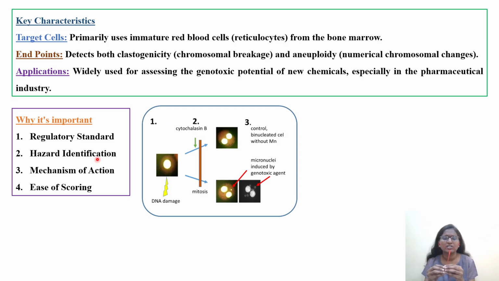Whenever you are performing any risk assessment, there will be certain endpoints: genotoxic hazard, carcinogenic hazard, sensitization hazard. So you will be fetching the data of that chemical with respect to this particular assay, whether it is positive or negative. So for hazard identification, this micronucleus assay is also very, very important. Then we have mechanism of action. We will be able to identify the mechanism of how this particular chemical is causing the chromosomal damage.